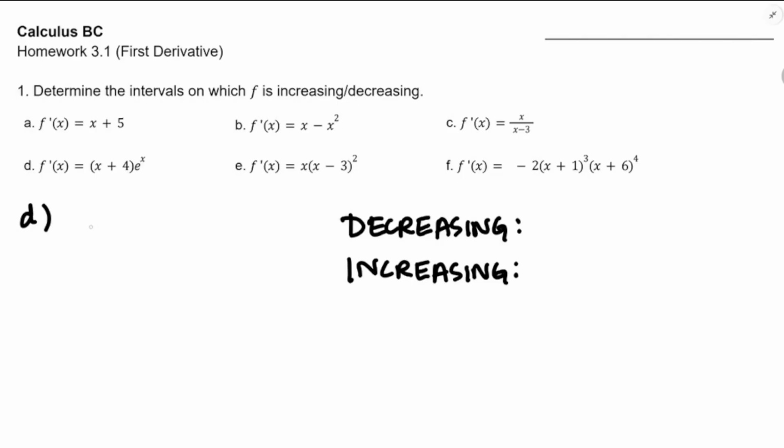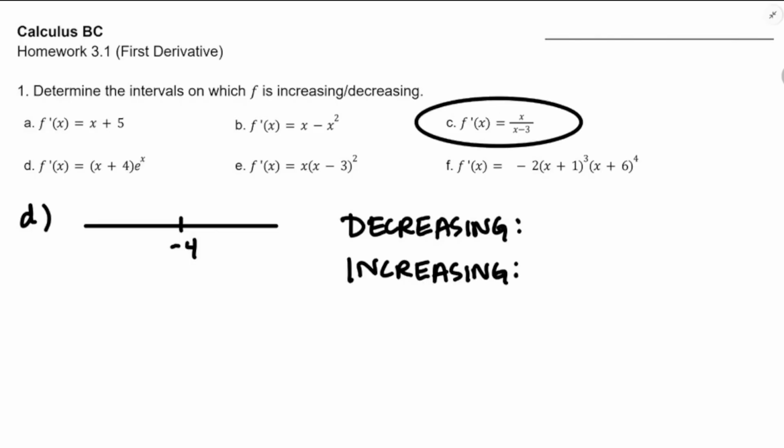But otherwise, you could just say, okay, well, the key number is going to be negative 4. It's actually the only critical point of f. If you think about the places where f prime is 0 or undefined, actually, going back to C, x equals 0 and x equals 3, those were critical numbers of f. Okay, but that's a different discussion.